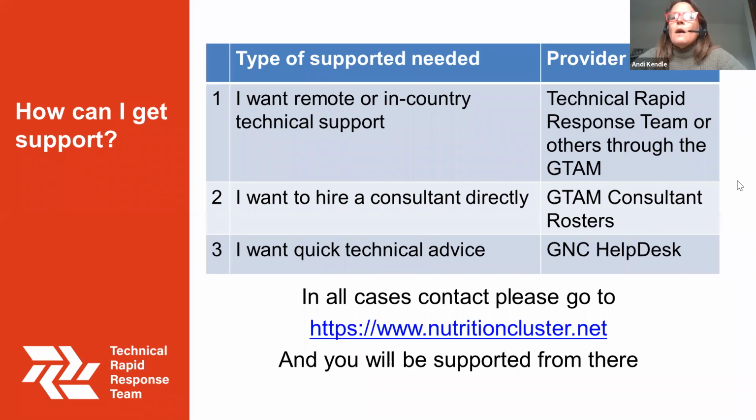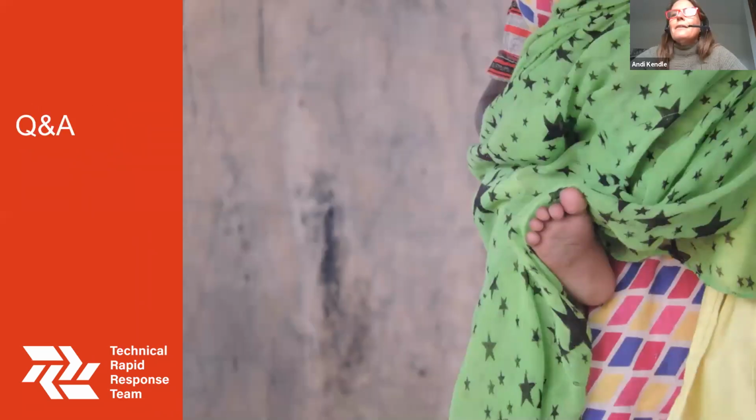Okay, now I want to go quickly to our Q&A, recognizing how Saul has emphasized the programmatic implications of all the questions that are coming in. How do we adapt? So let's go to those questions. I'm handing over to Colleen Emary from World Vision, also part of the GTAM core team, to facilitate that session.